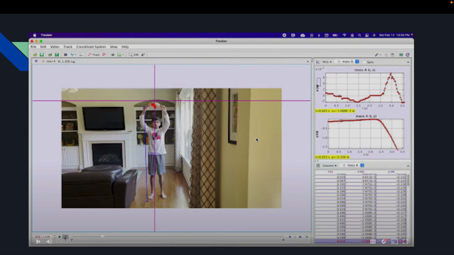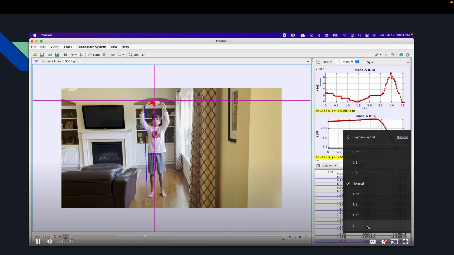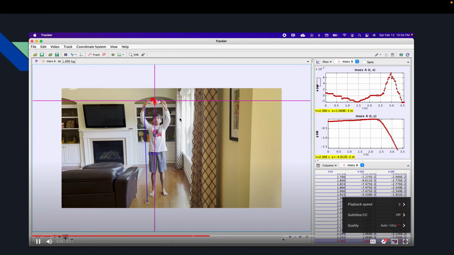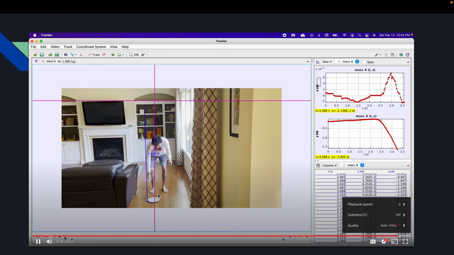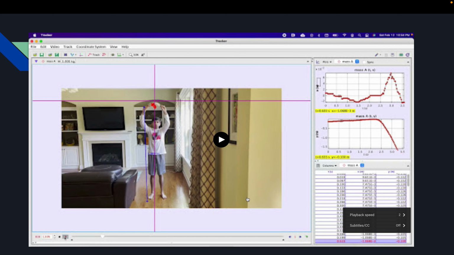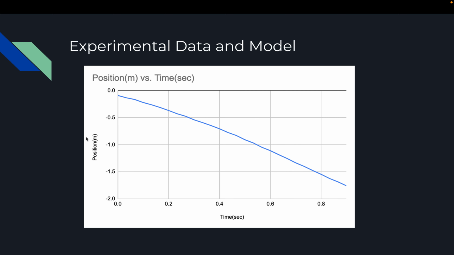So to start, this is my Tracker, and as you can see, the object that I chose was a ball that fell down. I didn't actually use all of this. I considered a time frame that started a little bit in the middle of this, since I had a little bit of a technical issue with Tracker.